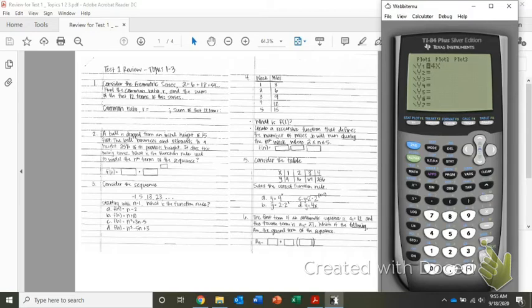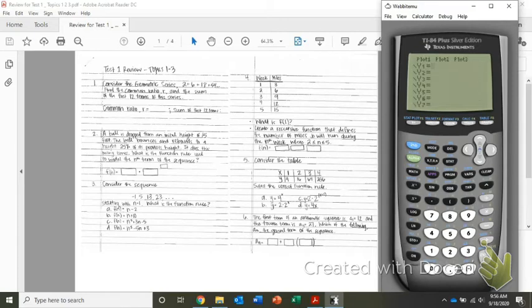4x. And I want to hit second and graph to pull up my table. So according to my chart, when I plug in a 1 for x, I need to get out a 4. Well, it looks like that one works. According to my chart, when I plug in a 2, I'm supposed to get out 16. But do I get out 16? No. So D is not my answer.